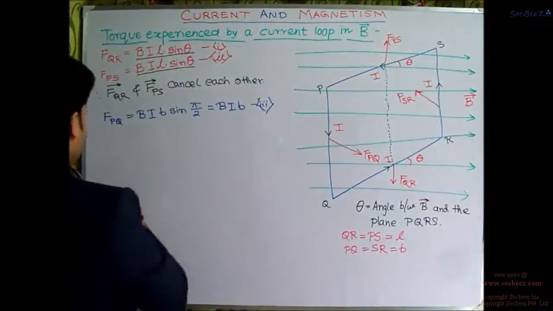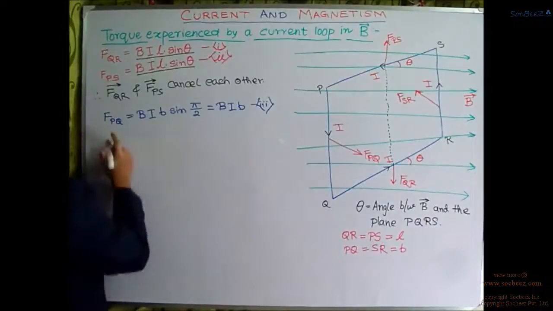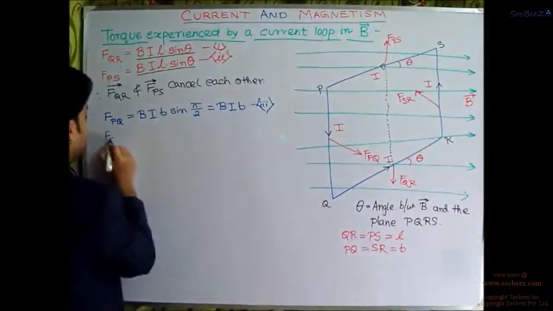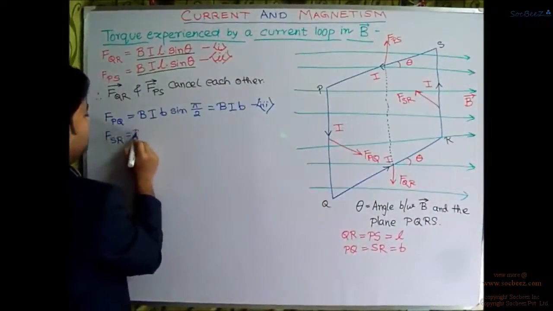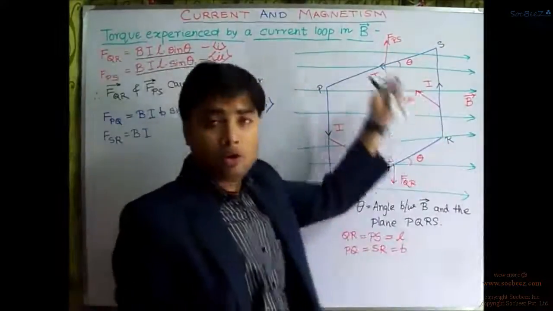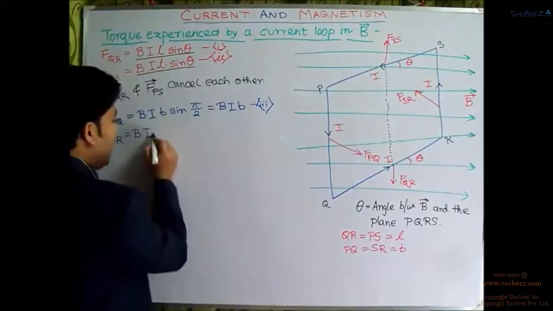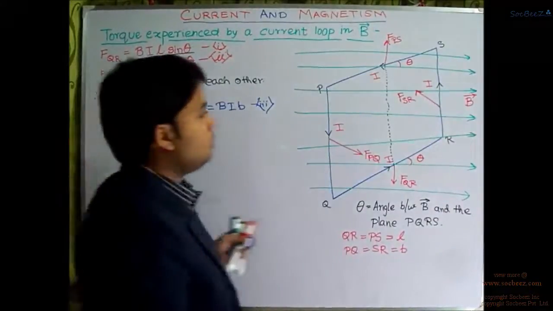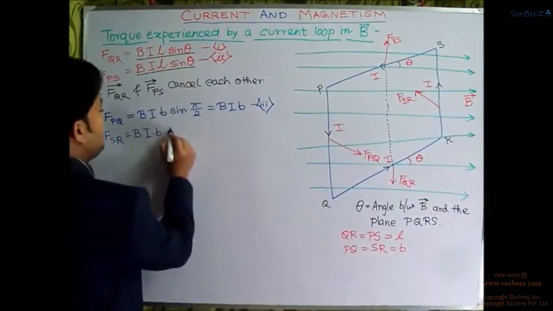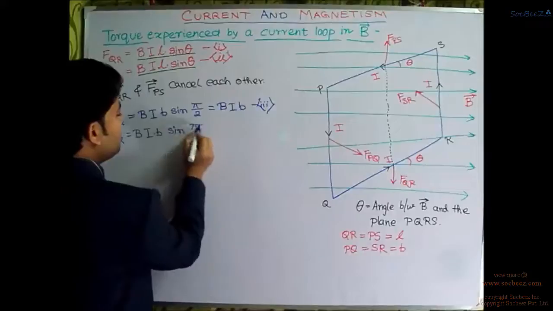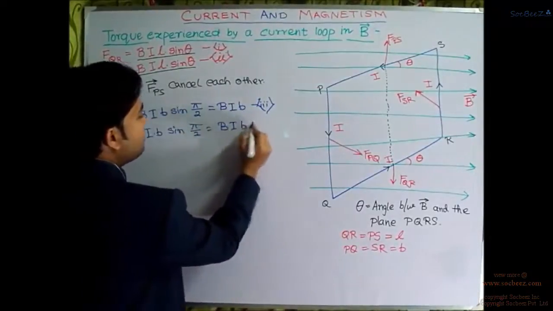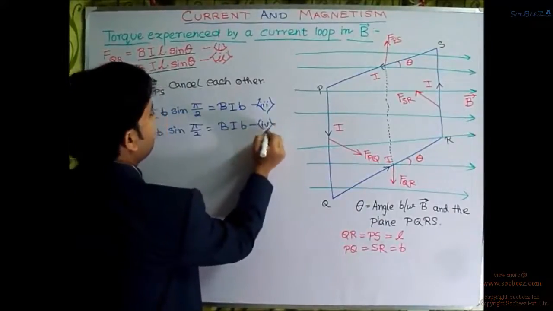So the magnitude of F_SR will simply be equal to B multiplied by the magnitude of the current flowing through it, multiplied by the length, which means that this SR is equal to B, again sine of pi by 2, which simply is equal to BIb. Let us call this the fourth equation.